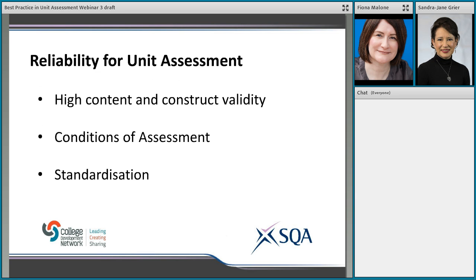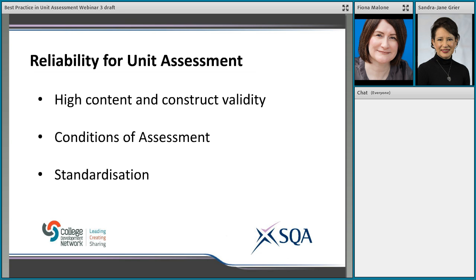Let's move on now to our second principle about reliability. Reliability is a measure of the degree of consistency with which candidates' assessment evidence is judged. So assessment decisions should be consistent across all assessors, for all candidates undertaking the same assessment method.